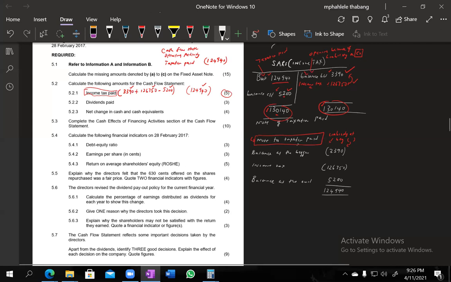So this is the amount of taxation paid calculated using the note. Once more, the liability at the beginning of the year, put it in brackets. The one at the end of the year, do not put it in brackets. So you have calculated taxation paid. I'm leaving taxation paid unless there is a question. I'm going to go for dividends paid.